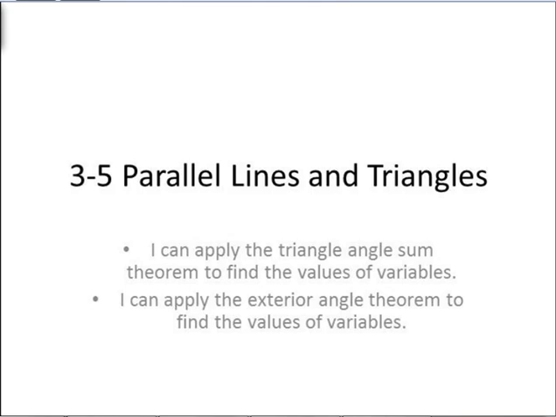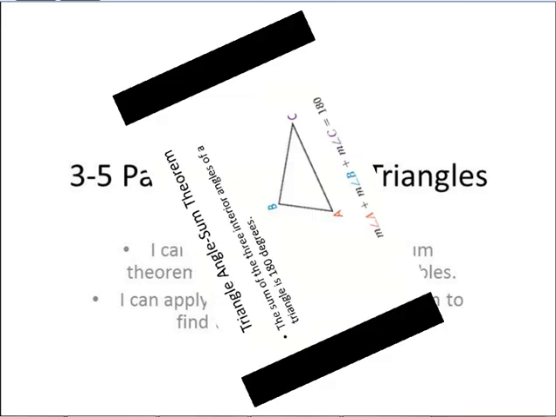All right, so today, day 5 notes, we're going to look at parallel lines and triangles. We're going to talk about the sum theorem with triangles, and then we're also going to talk about the exterior angle theorem to find the values of variables. This shouldn't be too difficult, and actually we'll probably go pretty quick today.